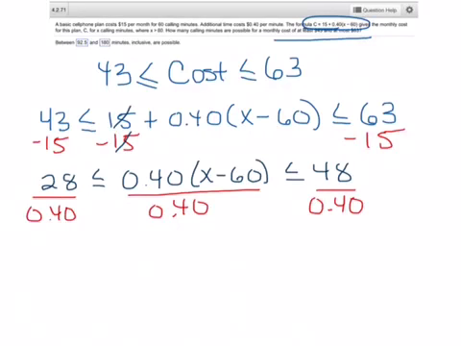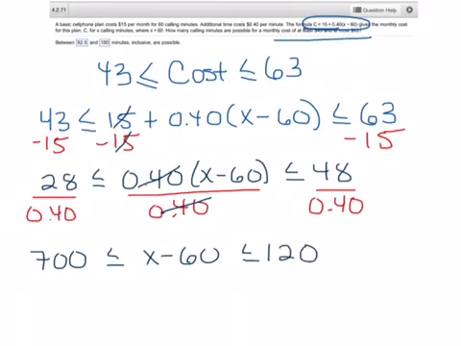Okay, and let's see, 28 divided by 0.40 is 70, less than or equal to, the 0.40's cancel, so x minus 60, which is less than or equal to, 48 divided by 0.40 is 120. Oh, I made a silly mistake earlier. I'm working without a calculator, trying to show off. The 28 divided by 0.40 is just 70. That's better. That actually makes sense.